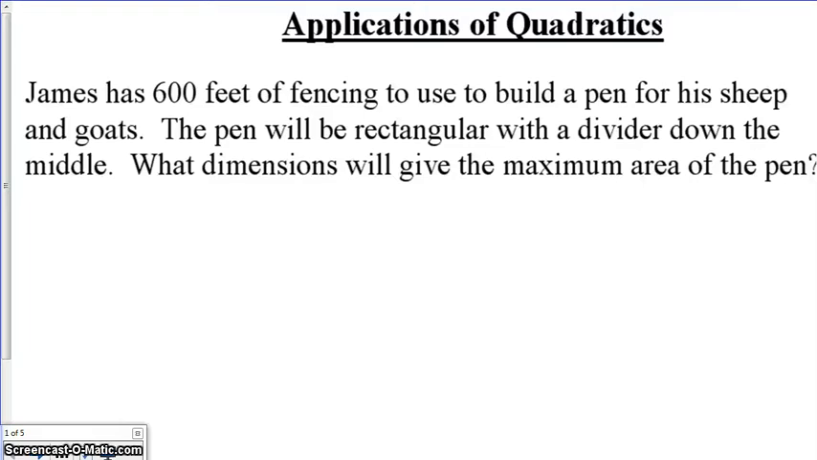Today we're going to look at applications of quadratics. When we do applications, it's in the context of word problems. So let's read through this.